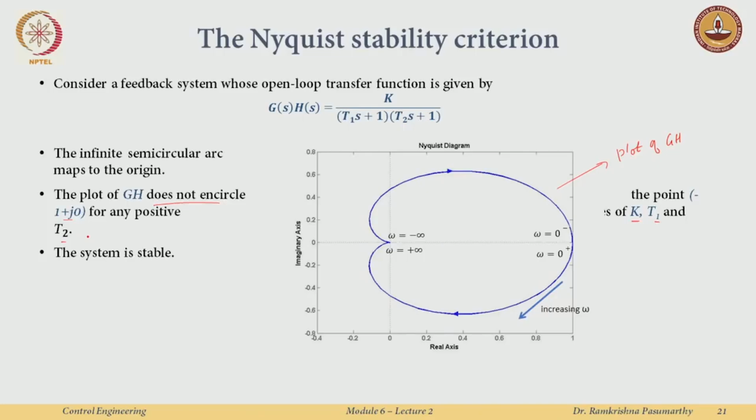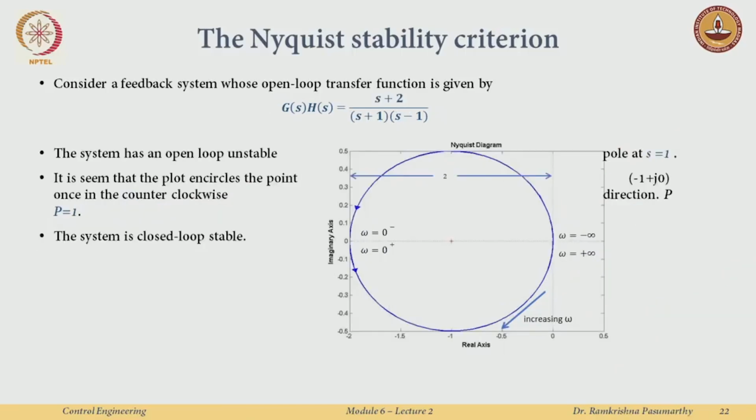And therefore, n must be p minus z. The open loop system is stable, therefore p is 0, z should be 0 for stability, therefore n should be 0 with respect to the point minus 1 plus j 0. But if you look here, I am really far away from minus 1 plus j 0, therefore the system is stable.